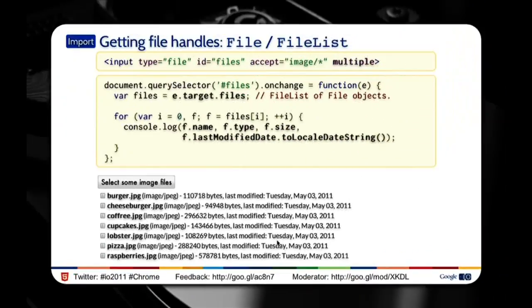And the code for this, I'm just setting up an event listener on the input. And you get back in the target of this event a files list. And this is the list of files. And then we'll just loop through those and present the metadata to the user. It's very straightforward, but very cool.